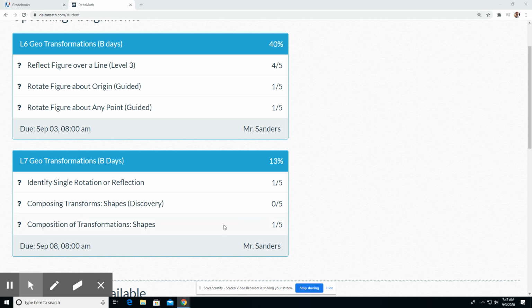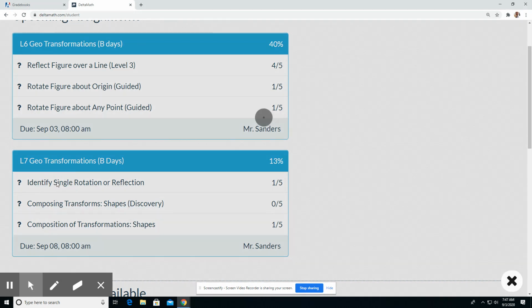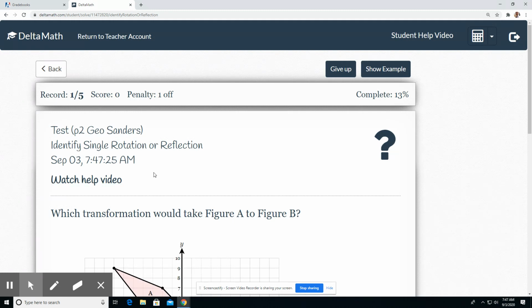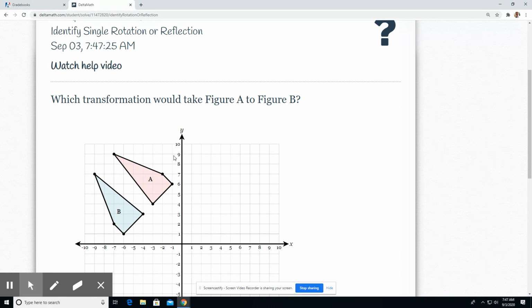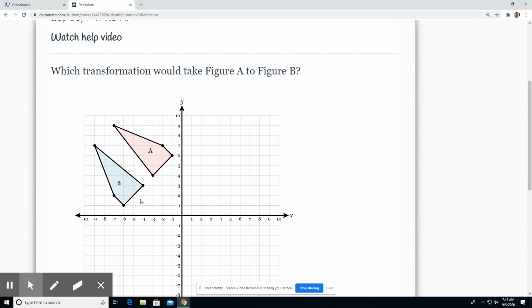We are working on identify single rotation or reflection, composing transforms, shapes discovery, and composition of transformations, shapes. Let's go ahead and get started. So we are identifying a single rotation or reflection. It's real important that we actually test some of the values to make sure that it is what it should be. This one looks pretty straightforward.